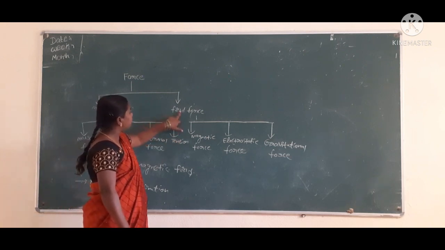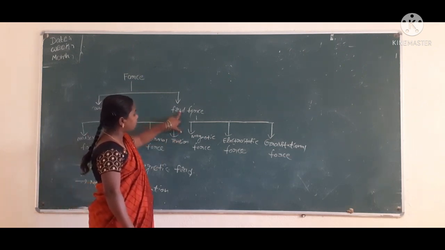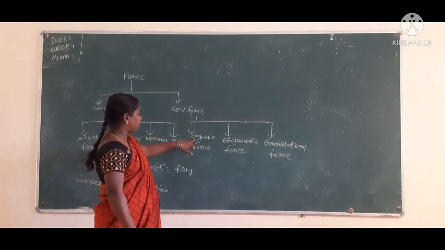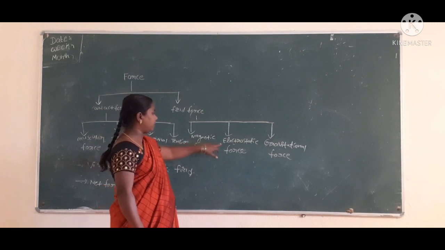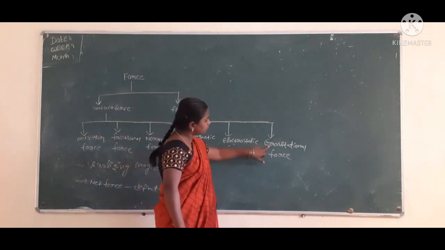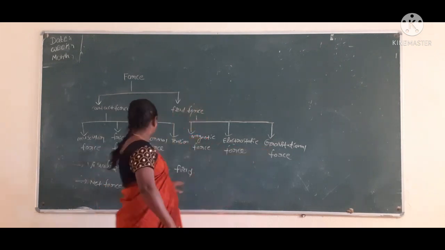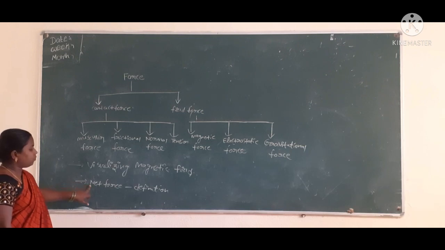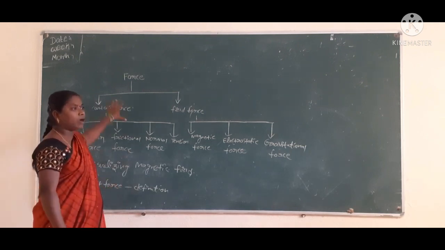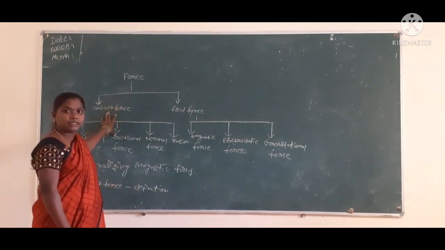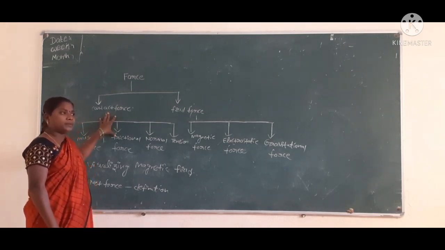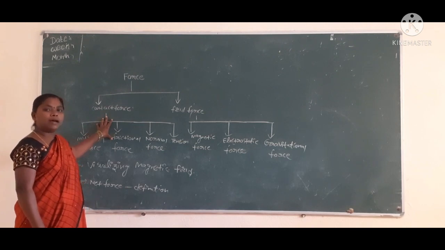And how many types of field forces are there? There are three types: magnetic force, electrostatic force, and gravitational force. We also discussed visualizing the magnetic field. Next, the forces, their definitions, activities and examples, we explained briefly in the previous classes.